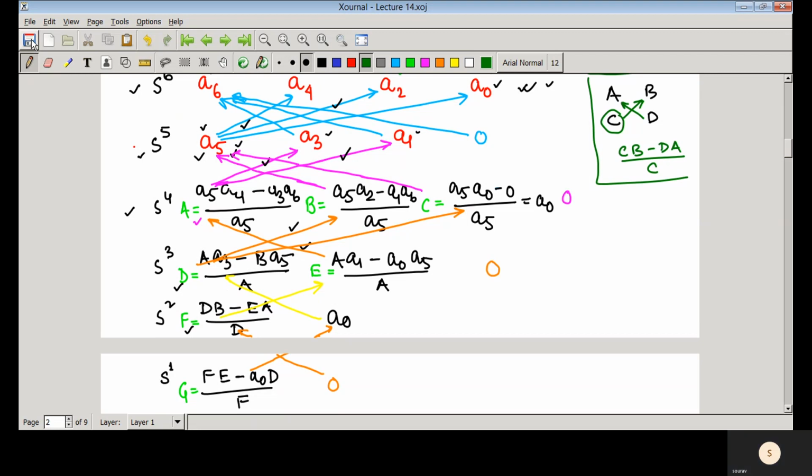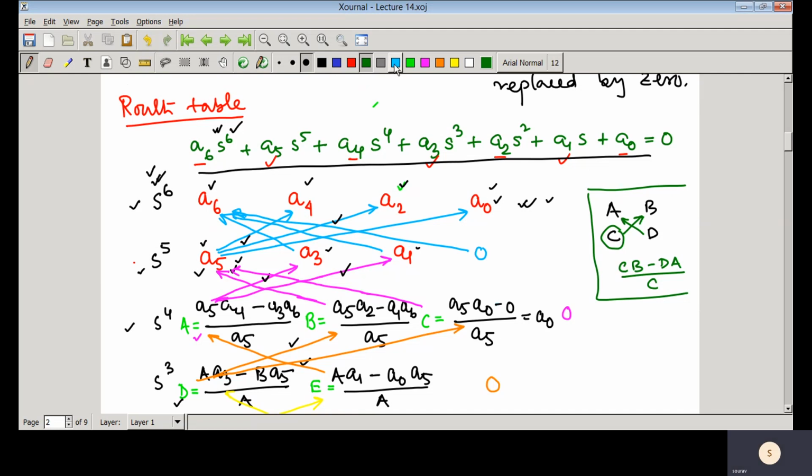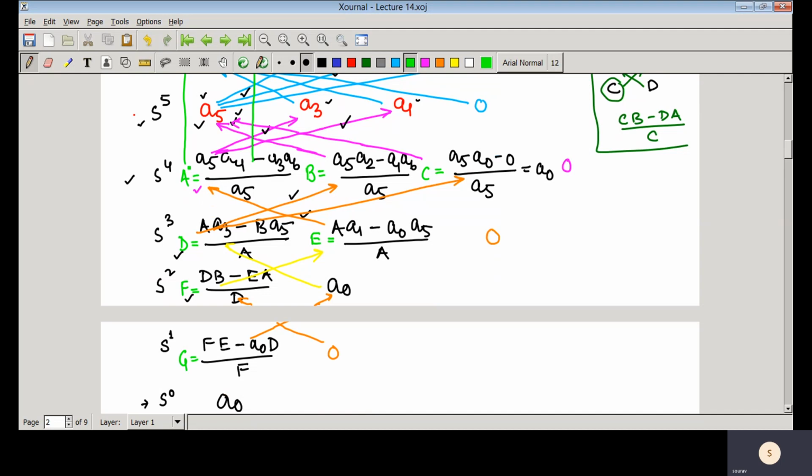And then Routh says that we need to just concentrate on the first column of this particular table. So this is the first column. This is the first column of this table. You can see here, this is the first column of that table.